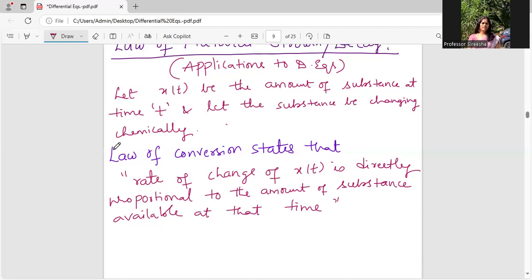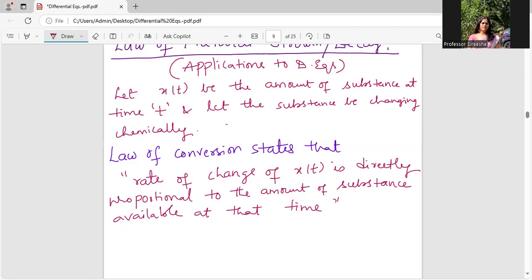There is this law of conversion which says that the rate of change in the substance x(t) is directly proportional to the amount of substance available at that time. It's directly proportional. Means more amount is present, more amount gets chemically changed, either multiplies or gets decayed. If less amount is there, less amount only will get multiplied or decayed. That's exactly what this law says.